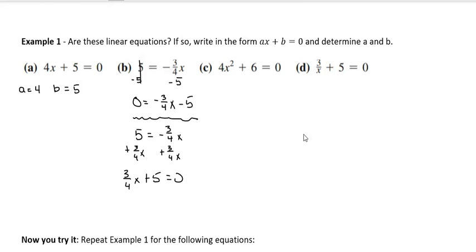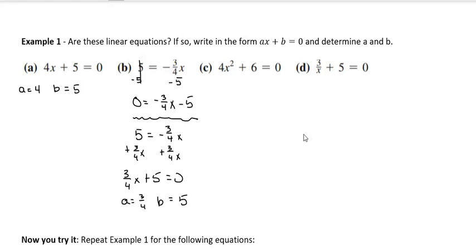Strangely, both of those are going to end up giving you the same answers because they're set equal to 0. So in this case, a is 3/4 and b is 5. And in the other case, a is negative 3/4 and b is negative 5. And both answers should be correct. I don't know about our online homework system, but I will count it correct.